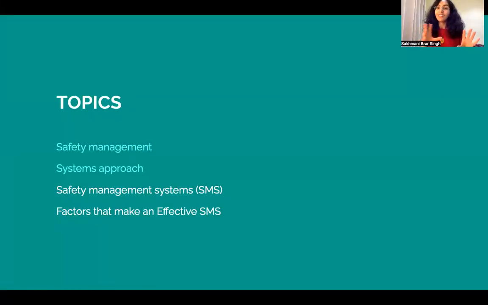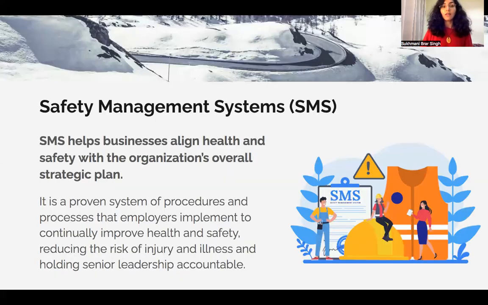Now let's put safety management and systems approach together. So SMS helps businesses align health and safety with the organization's overall strategic plan. It is a proven system of procedures and processes that employers implement to continuously improve health and safety, reduce the risks of injuries and illnesses, and hold senior leadership accountable.